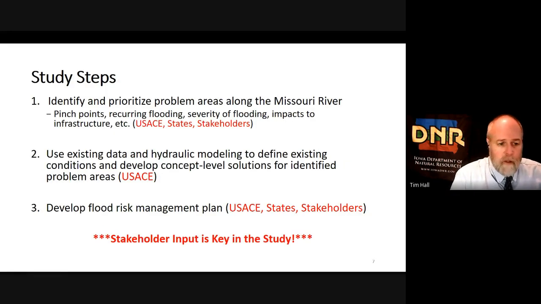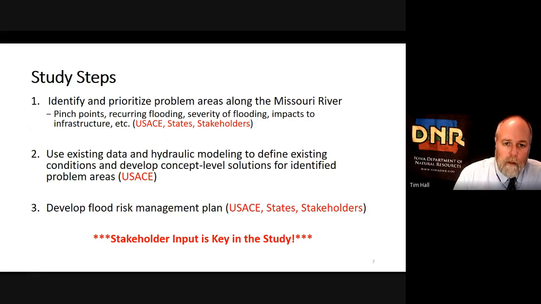We want communities along the lower Missouri River to be better prepared for the flooding that will ultimately come. Steps of the study. So just real quickly, these are the 3 steps that we're going to work through for the study. We're going to identify and prioritize problem areas along the Missouri River. Create a list of areas where we know there's pinch points or recurring flooding or significant infrastructure loss, and then prioritize those, which are most important for us to address first. The Corps is going to use existing data and hydraulic modeling to define what the conditions are and how effective those proposed solutions might be, and then ultimately use that data to develop flood risk management plans.